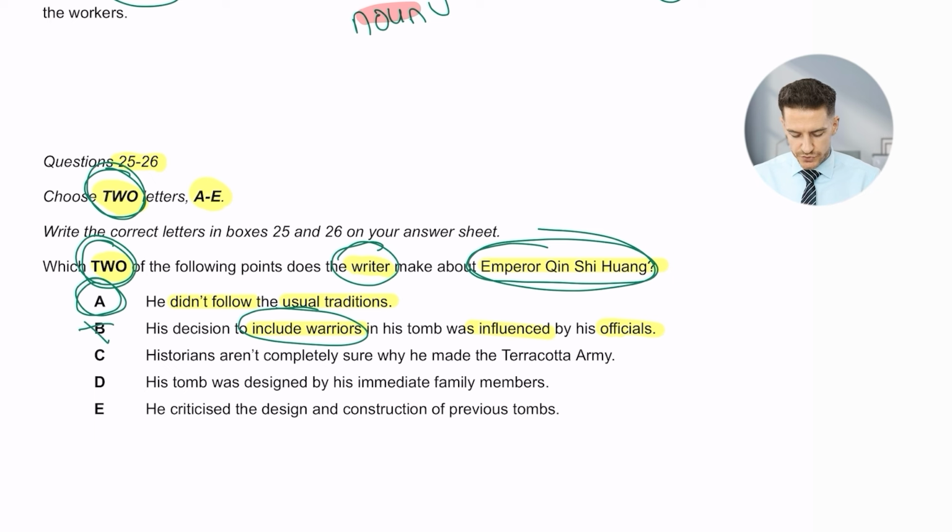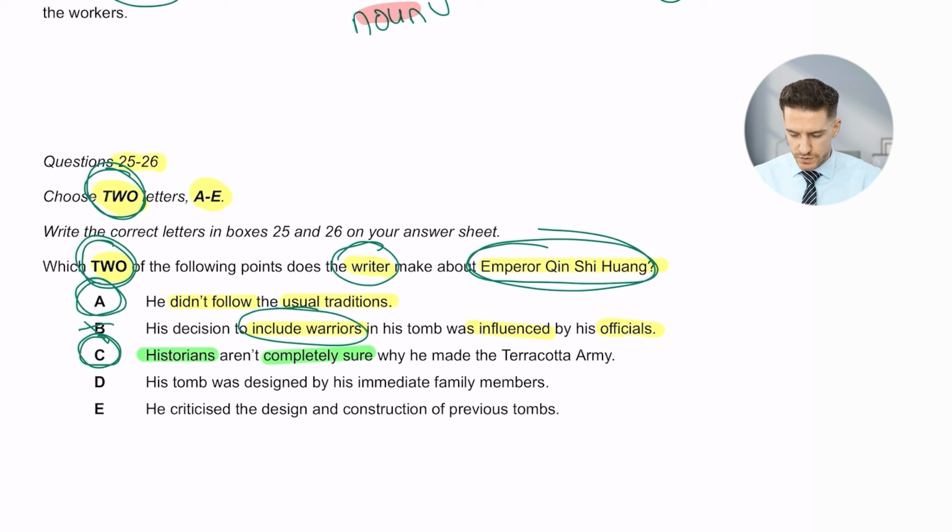Let's move on to C now. Actually, let me change the color. Historians aren't completely sure why he made the terracotta army. Well, if you remember, that's exactly what it said. It said historians are not completely sure. Okay, so we can circle that one. C looks good. Now, even though we have found the two correct answers, just quickly check the other ones in case, especially if you have time.